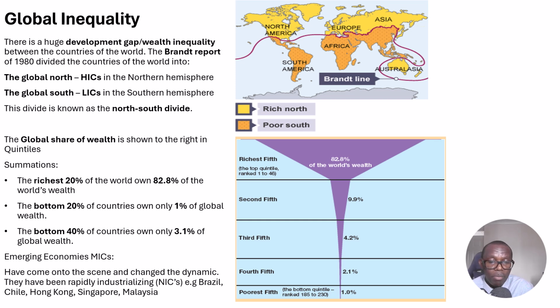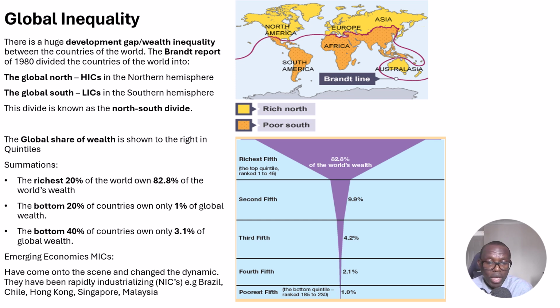Then we have the bottom 40% of countries owning only 3.1% of the global wealth. Now, that's almost half of the countries in the world owning only 3.1%. Now, that obviously is a clear indicator as to how wealth is not equally distributed, or there are great inequalities in wealth distribution across the world.